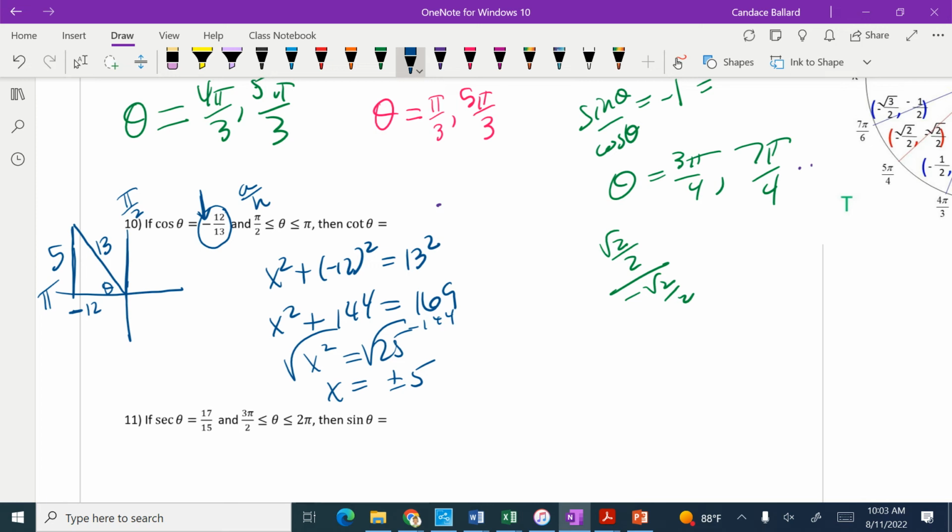In SOHCAHTOA world, what is cotangent? Okay, that's identities world. What about SOHCAHTOA world with triangles? Adjacent over opposite. And remember the signs are posted, the little love note signs, right? So adjacent over opposite. What's on the adjacent leg? 12. What's on the opposite leg? 5. That's why we had to find that other leg, right? It's because we needed it for the cotangent part.